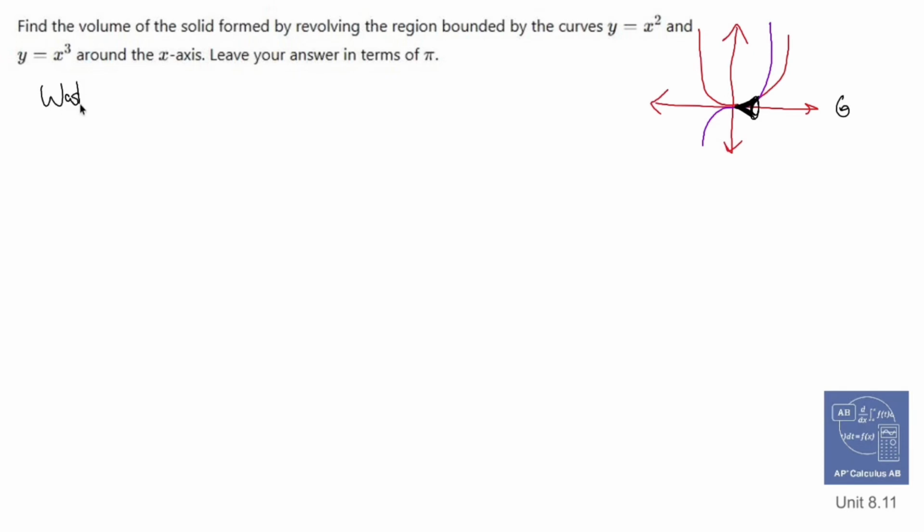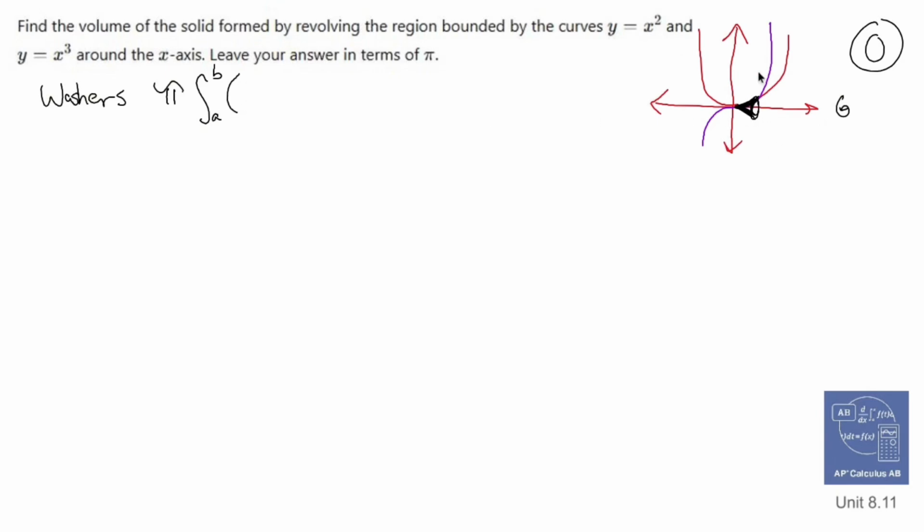This is called washers, just like the tool where you have the hole in between. That's what we're dealing with here: a shape that is like a cup. It is solid, but the inside is hollow. So this is the washers method. The washers method is found by doing pi times the integral from a to b, and we'll figure out what a to b is in a minute.